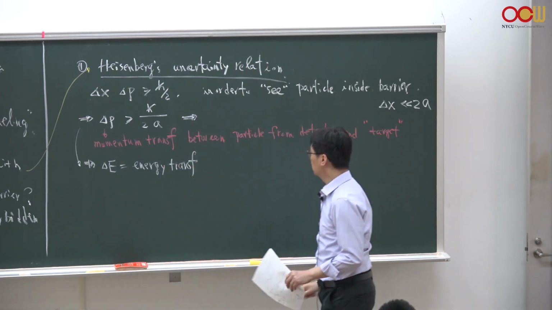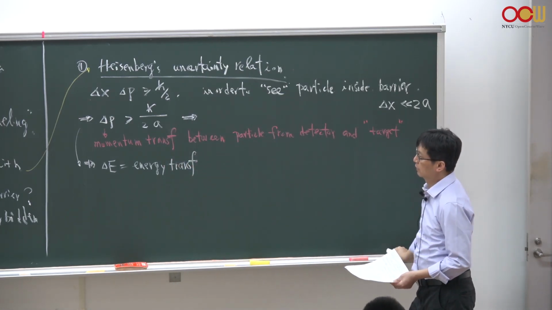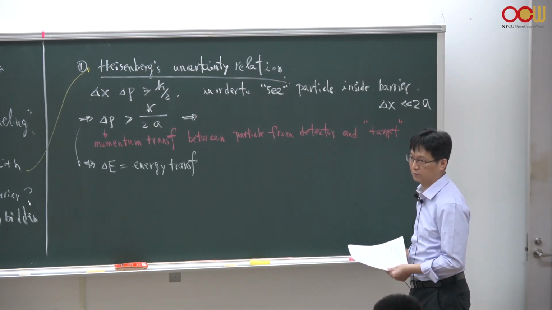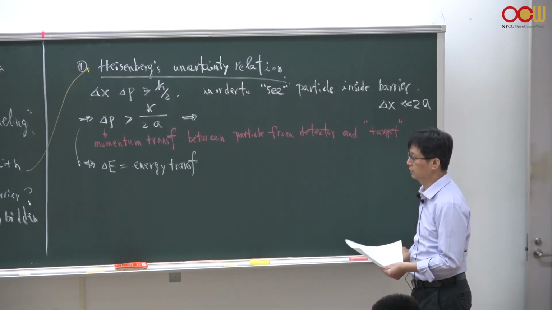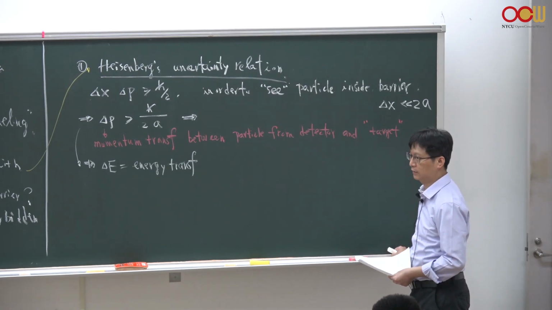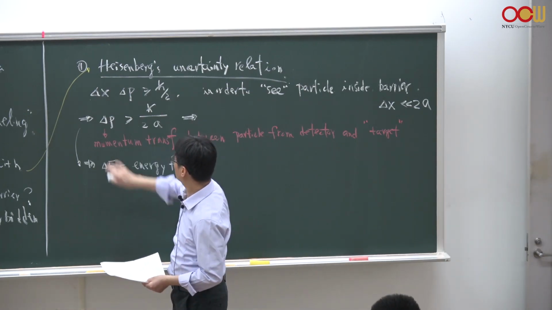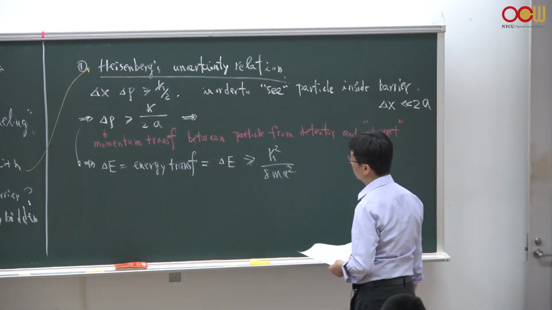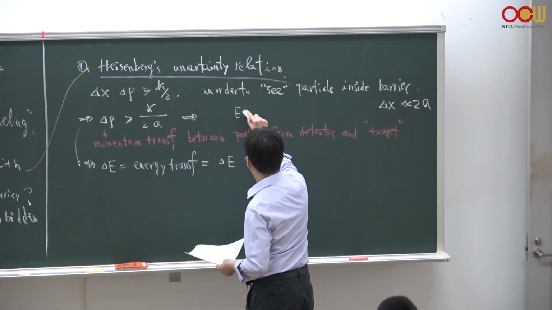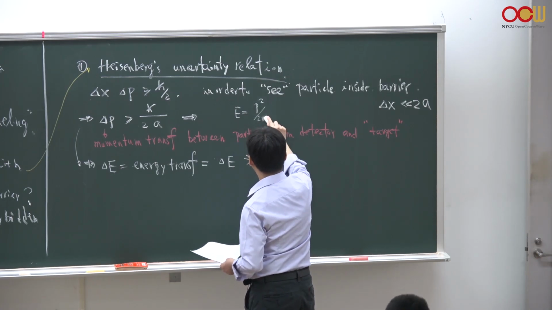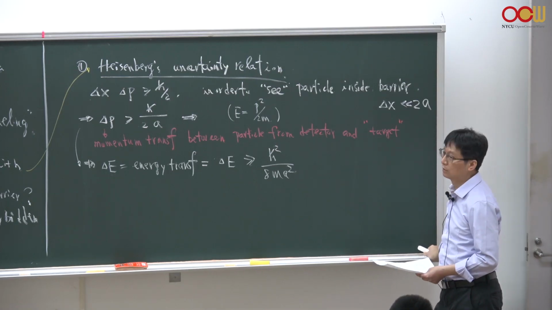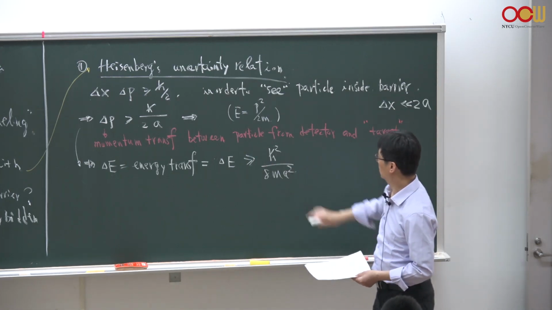So again, the energy transfer is the energy difference between your incoming particle from the detector and your target particle. Okay, so this is the energy difference between the initial and final state. And this delta E, based on this delta P, could be estimated as follows, because E is given by P squared over 2m, right? So if you have a delta P, which is the momentum transfer, then this will generate this delta E, which is about this amount.